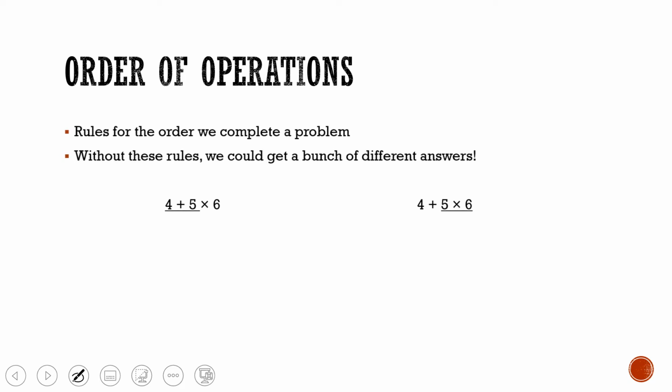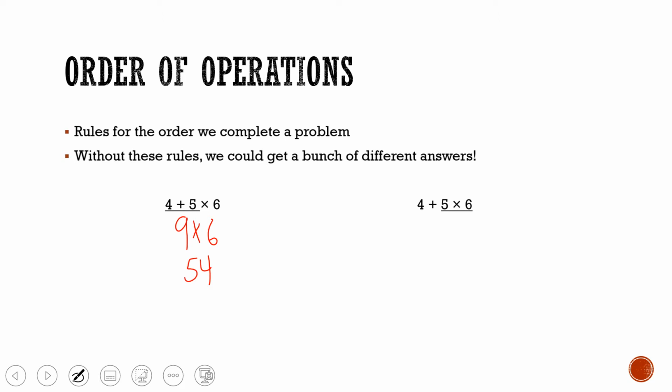On the left, we're going to take 4 plus 5 first. We know 4 plus 5 is 9, so we would write a 9, and then we bring down the times 6. Now, we have 9 times 6, and we know 9 times 6 is 54. So our answer on the left side would be 54.